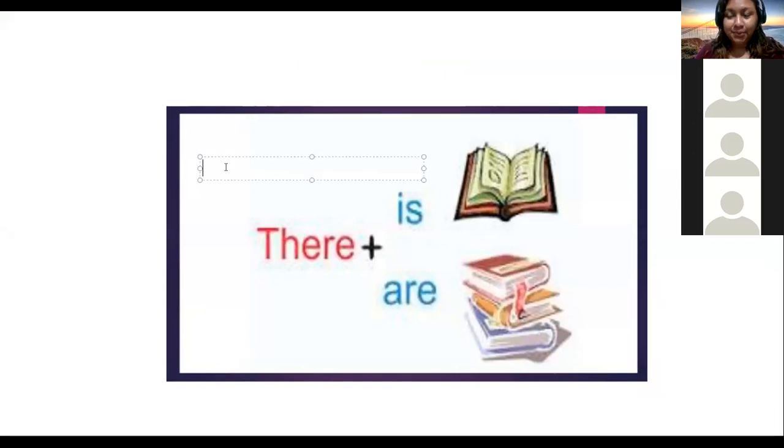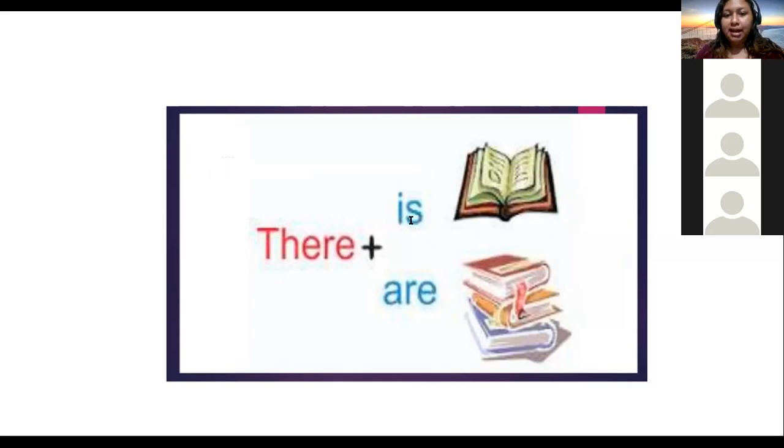In Spanish, we only have one way to say it. In Spanish, we say hay. Hay. De haber. De existir. Por ejemplo, yo entro a mi cuarto y yo digo, en mi cuarto hay una cama, un televisor, hay almohadas. Singular o plural. But in English, singular, and plural. So, there is singular, there are plural.